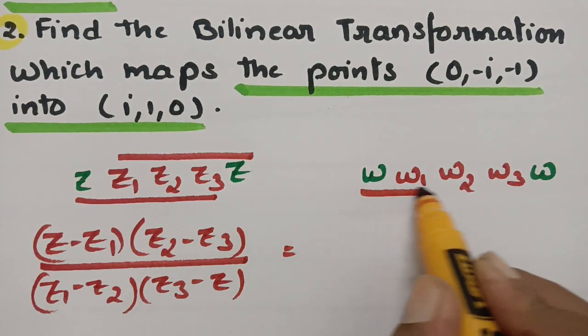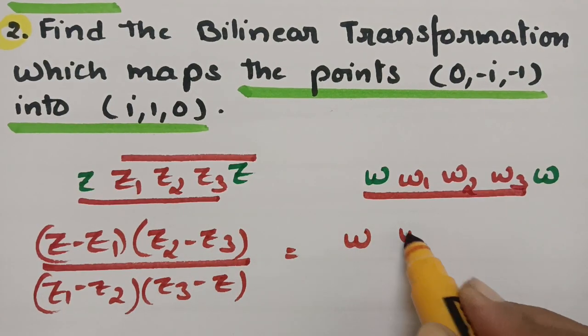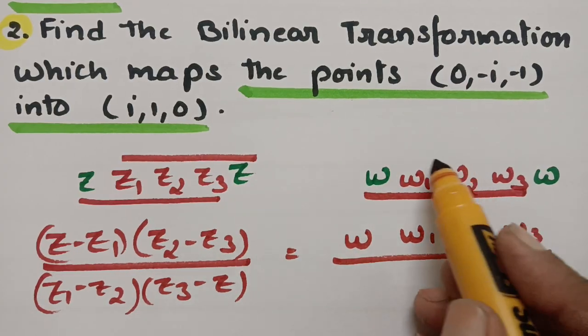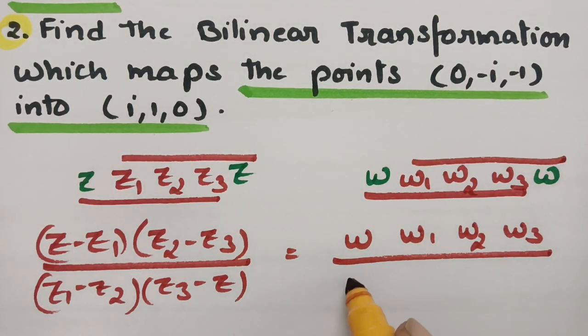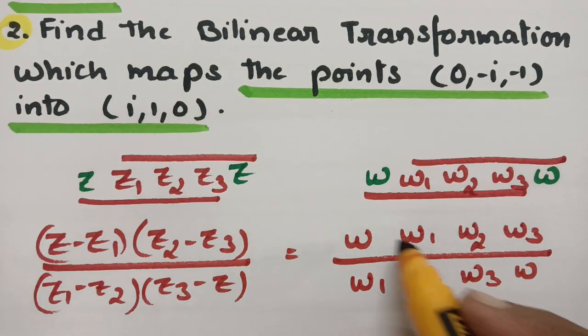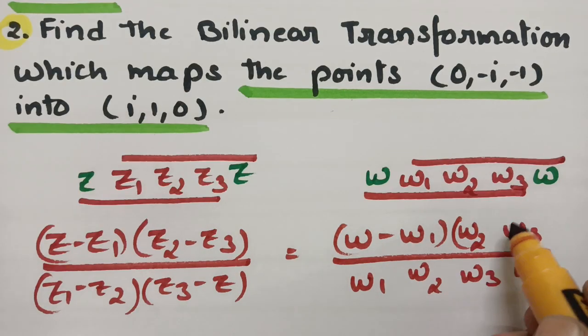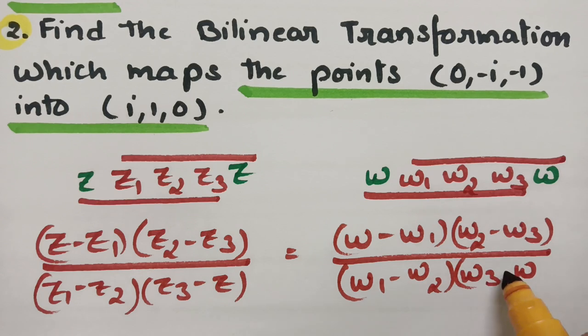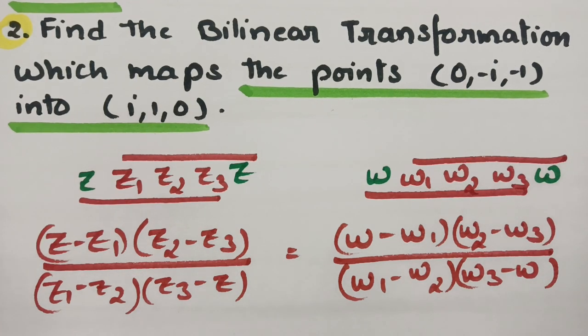And here also, first of all, we have to take the 4 points, that is W, W1, W2 and W3. See how to remember this, and later we have to take all the 4 points here, that is W1, W2, W3 and W. Here, W minus W1 and W2 minus W3, and here W1 minus W2, W3 minus W. So this is how easily we can remember. This is how I remember, and I also suggest you remember like this so that you will get a solution very easily.